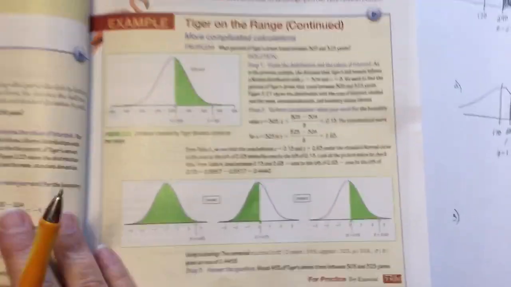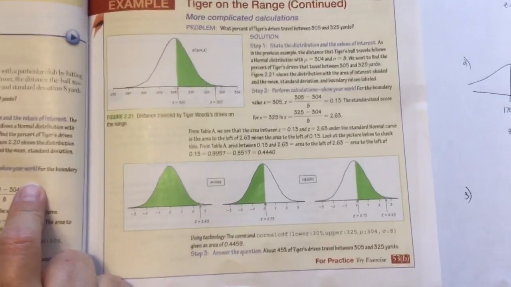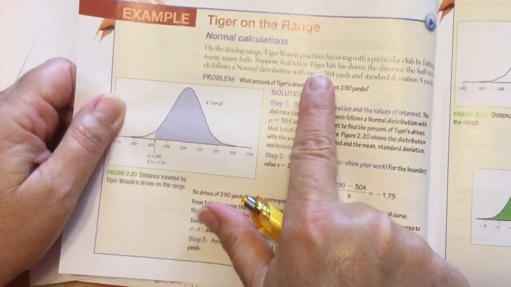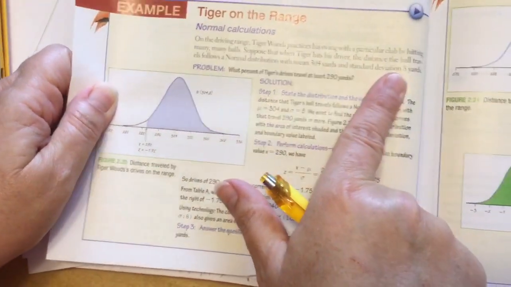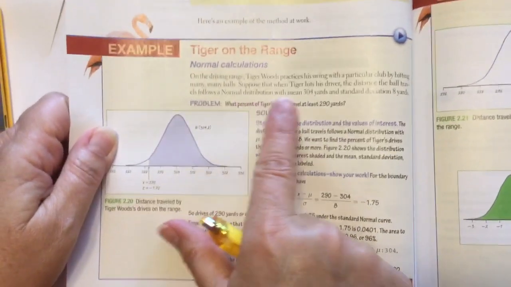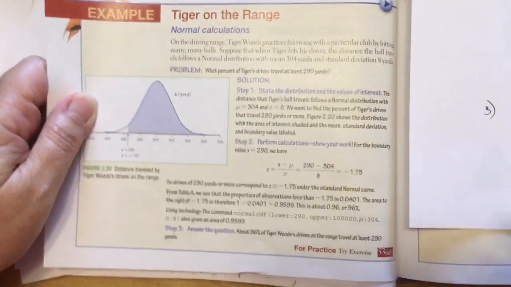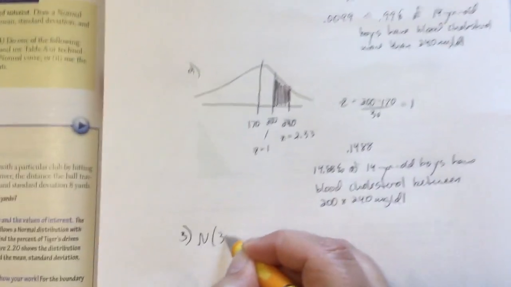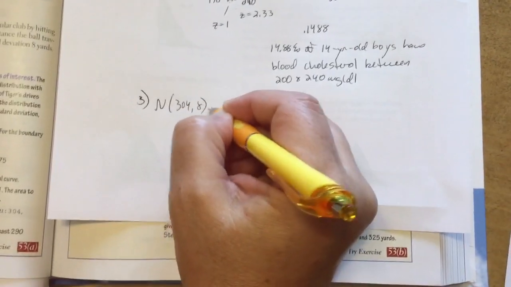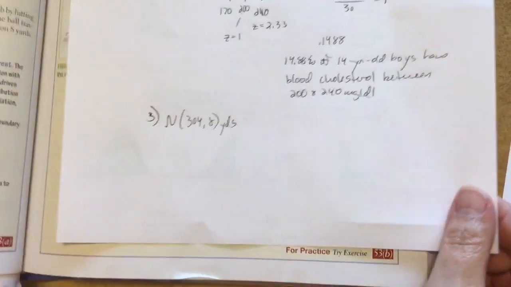So Tiger Woods, let's see. Come over here. I think this is where it says. Suppose that when Tiger hits his driver, the distance the ball travels follows a normal distribution with a mean of 304 yards and a standard deviation of 8. So I'm going to write my notation, 304 and 8 yards. So that's all I need to know to figure out my next stuff.